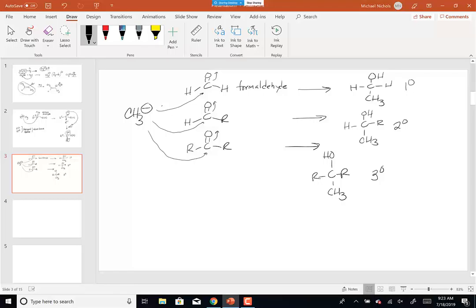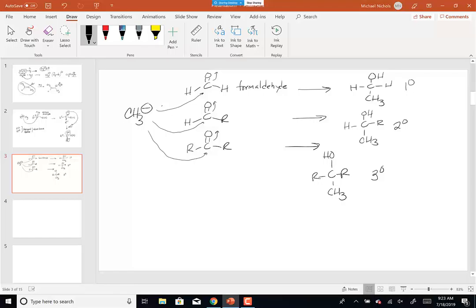So a lot of times I'll see in the textbooks, they'll say, if you want to make a primary alcohol, use formaldehyde. If you want to make a secondary alcohol, use an aldehyde. If you want to make a tertiary alcohol, use a ketone. But to be honest, I don't have to really memorize those three reactions. I just have to figure out how to make the product that I'm looking for, which we'll come back to in a minute.